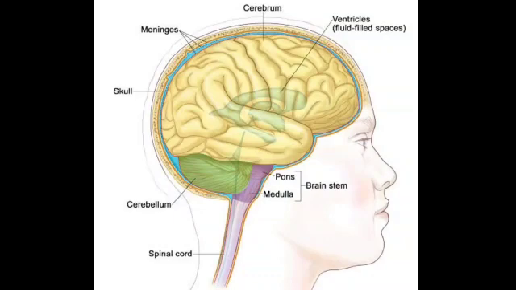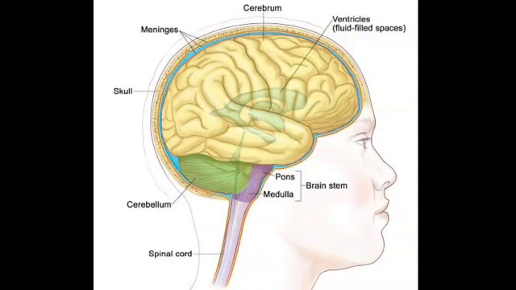Next is cerebellum. Cerebellum is also called the small brain in Latin. It is smaller than the cerebrum. It is located below the cerebrum towards the back of the skull. The surface of the cerebellum has a large number of thinly spaced parallel grooves.